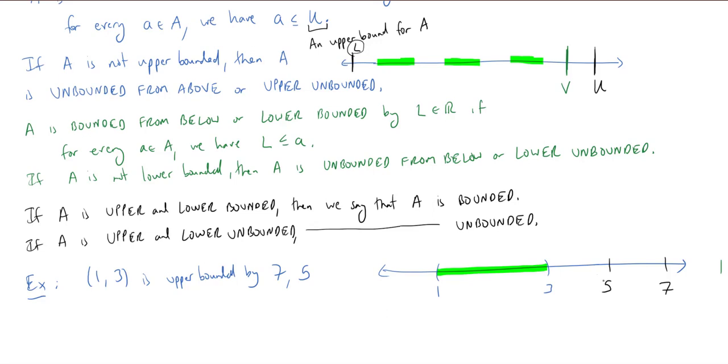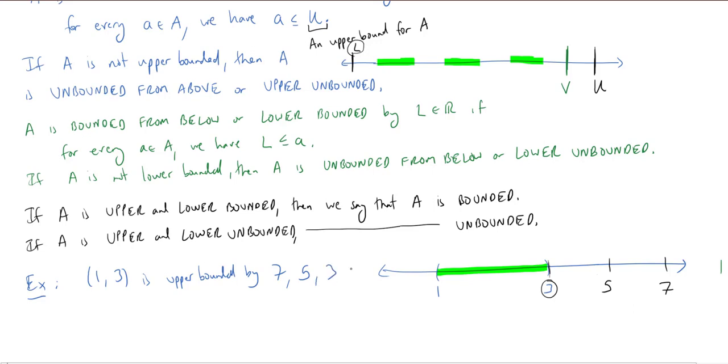It's also upper bounded by 3 itself. Nothing in the interval is greater than 3. In fact, nothing in the interval is equal to 3. Notice I have this parenthesis, so the 3 is not included. So this is upper bounded also by 3.